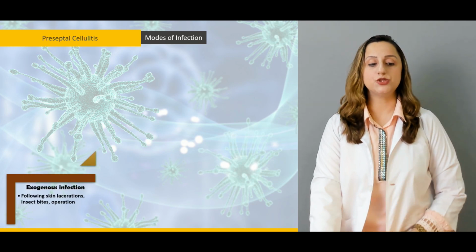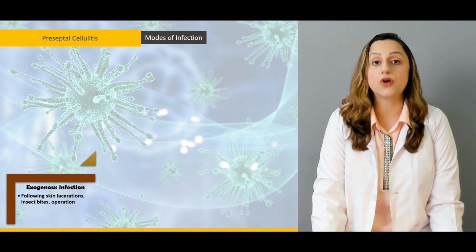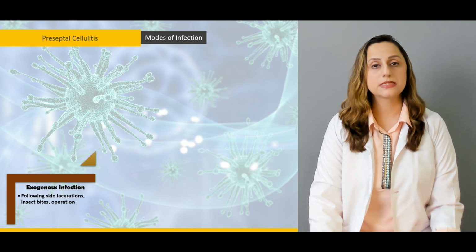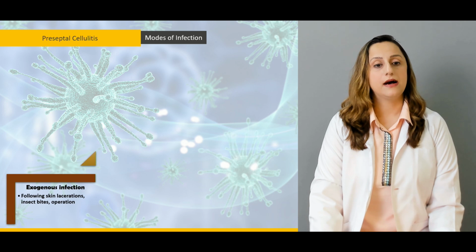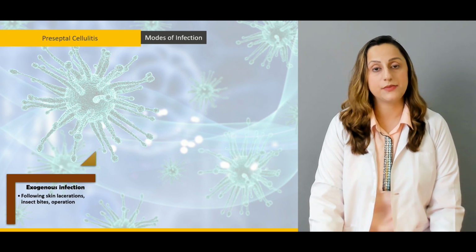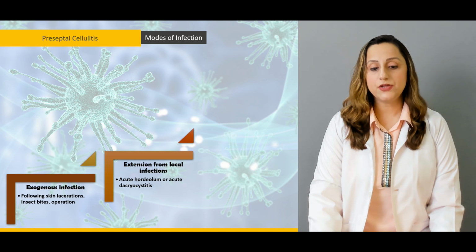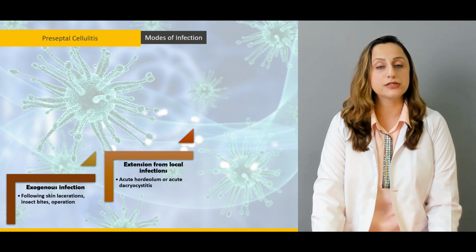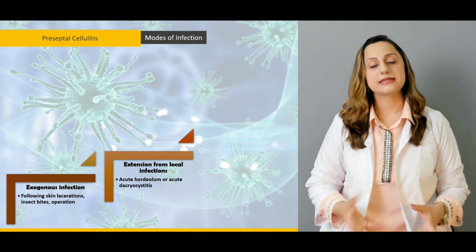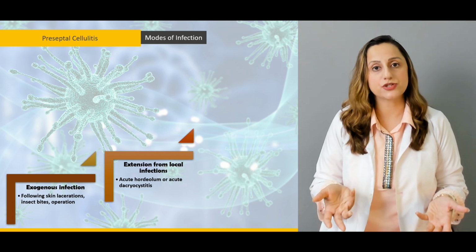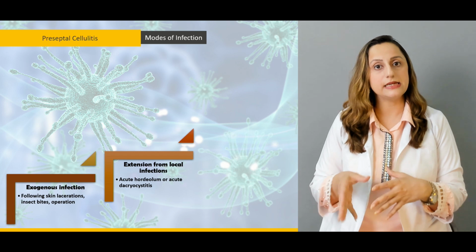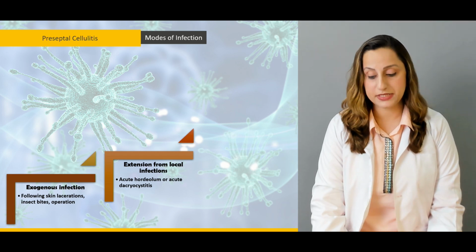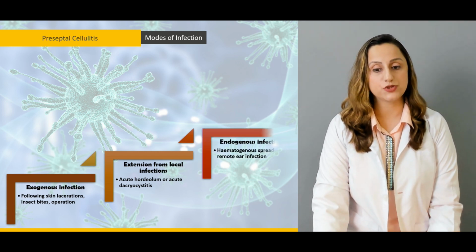The modes of infection are usually following a skin laceration, so any trauma to the skin, any open wound inside the skin, insect bites, and surgical procedures can even flare up these infections that can ultimately result in preseptal cellulitis. Then there can be extensions from local infections, that is the acute hordeolum or the acute dacryocystitis. So it can be the sinuses that are one of the neighboring structures lying over here. It can be the nasal cavity, it can be brain infections. All of these can finally communicate and end up in a preseptal cellulitis kind of condition in the individuals.